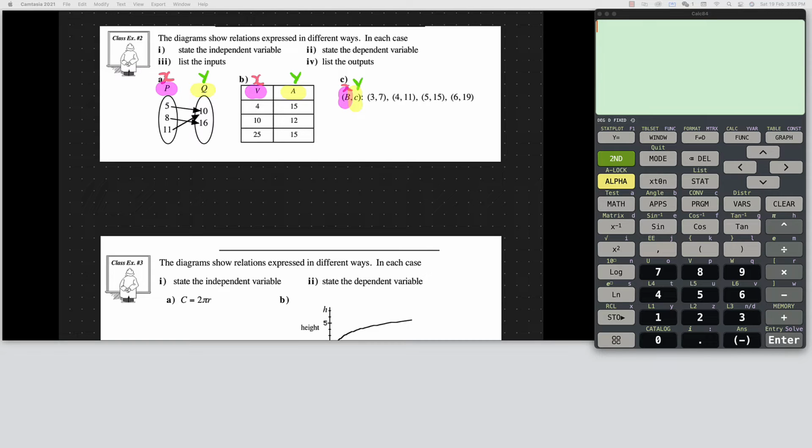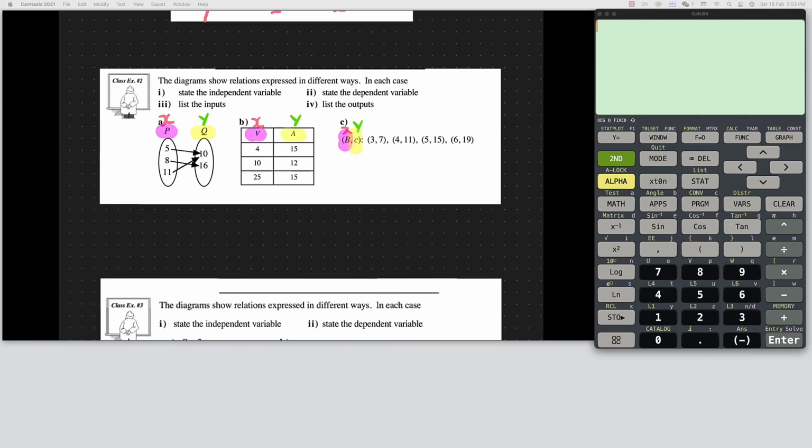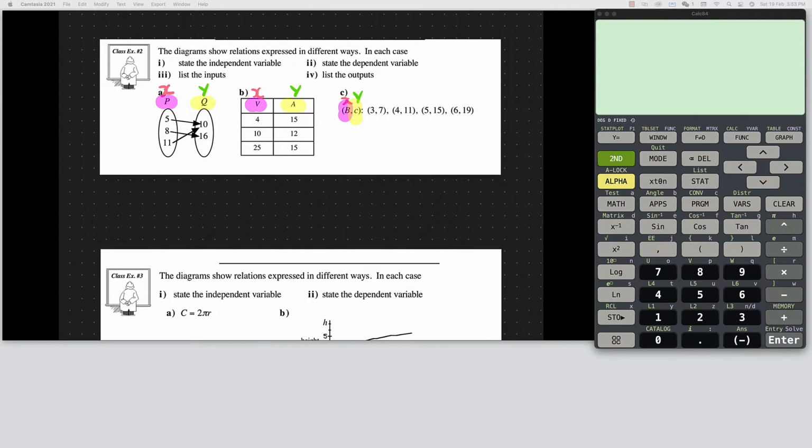Okay, III says, what are all the inputs? Well, remember again from up above, the inputs are right here, that is the X, and the output is the Y. So again, all I have to do is to state the inputs. I'm just going to take a look at what's coming in on the X, which is 5, 8, and 11, 4, 10, 25, and over here it would be 3, 4, 5, and 6. And then our outputs would be the Y values, which are 10 and 6, 14, 12, and 15, and 7, 11, 15, and 19.